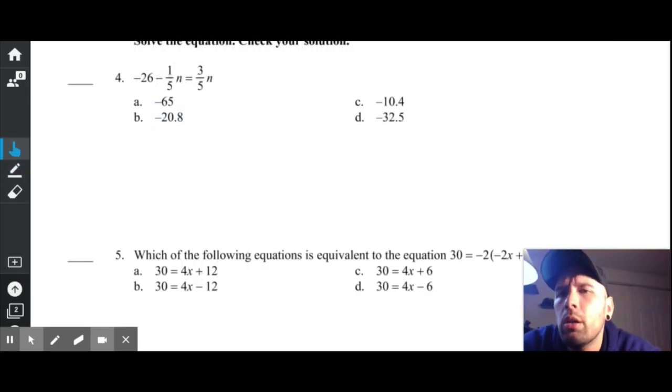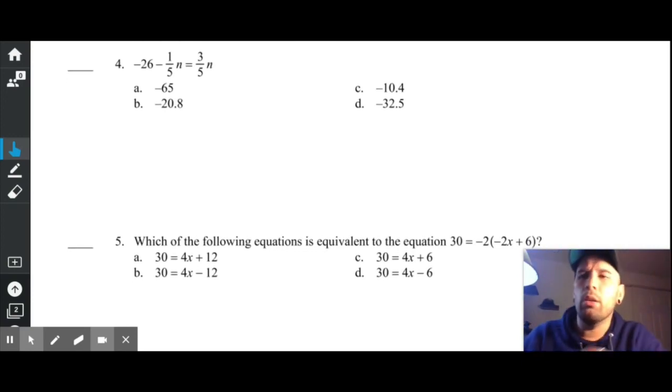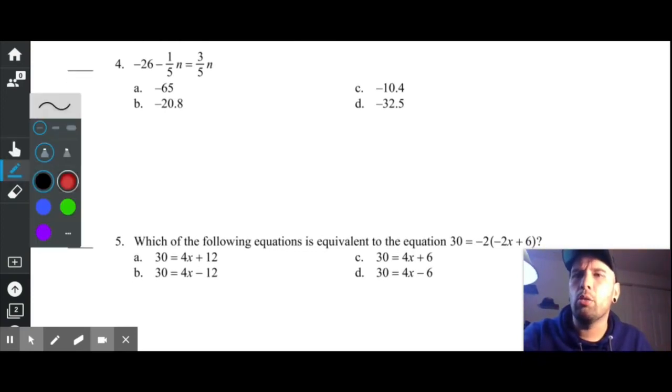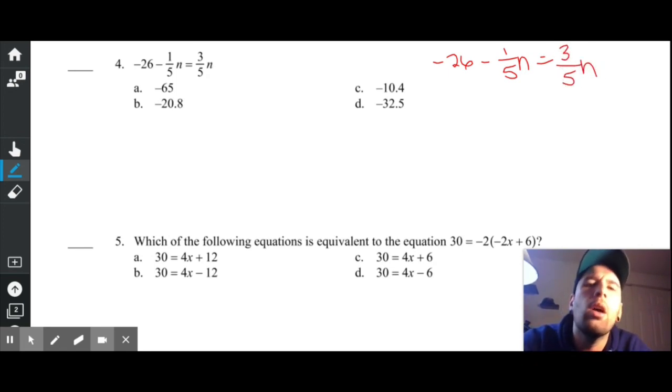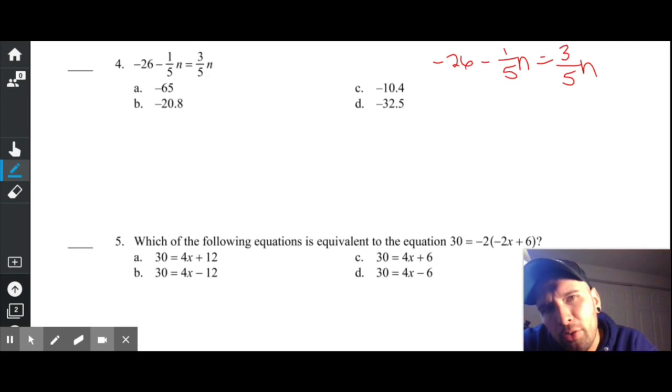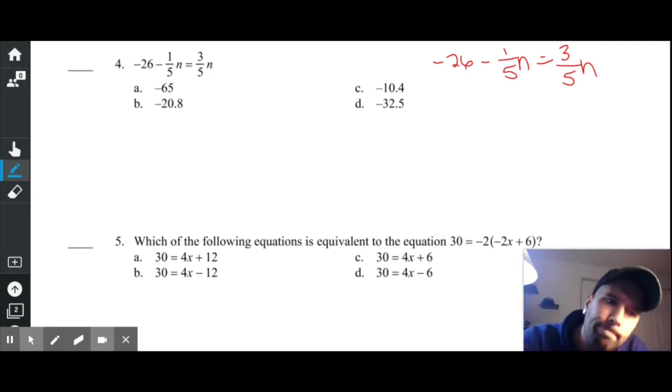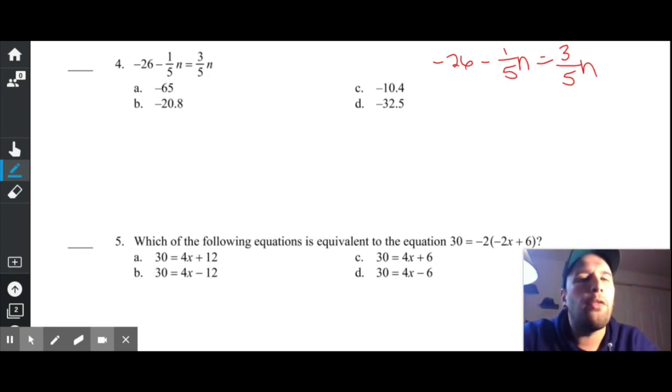Page 2. We've got ourselves a regular old two-stepper, but it's not fun looking. Not at all. I'm going to write it over here. Negative 26 minus 1/5 n equals 3/5 n. So what we have is a variable on the left and a variable on the right. And even though those variables have fractions in front of them, we treat them the same as we would if it wasn't a fraction. So I'm going to get rid of the smallest one.